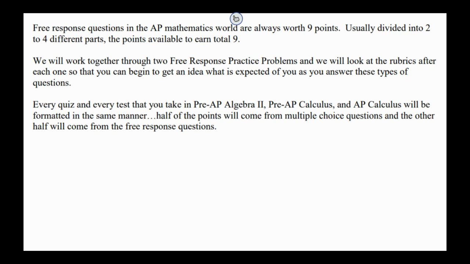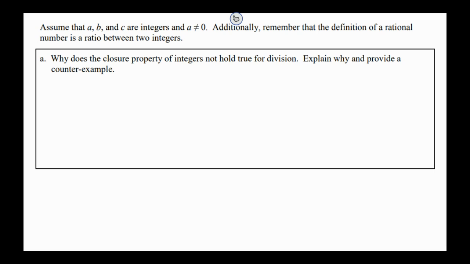We're going to work together through at least 2 free response practice problems, and we will look at the rubrics after each one so that you can begin to get an idea of what is expected of you as you answer these types of questions. Every quiz and every test that you take in Pre-AP Algebra 2, Pre-Cal, and AP Cal will be formatted in the same manner. Half the points will come from multiple choice questions, the other half will come from the free response questions. So half and half, multiple choice, free response. So the free response, pretty important. So we're going to work through the first one together, completely together.